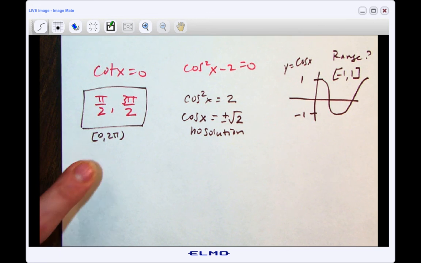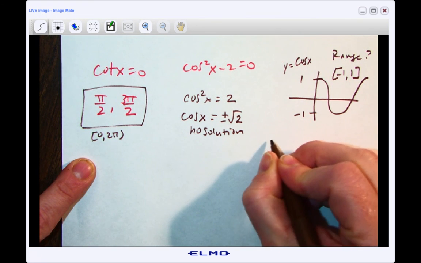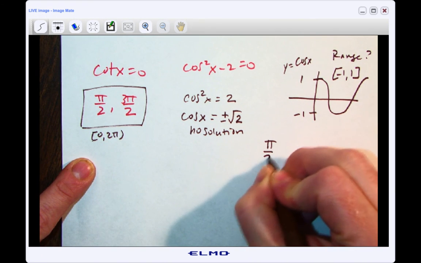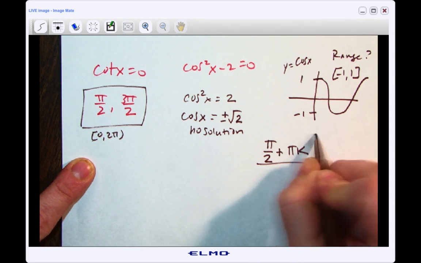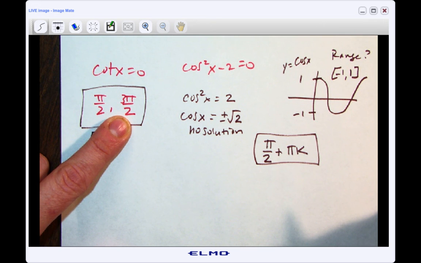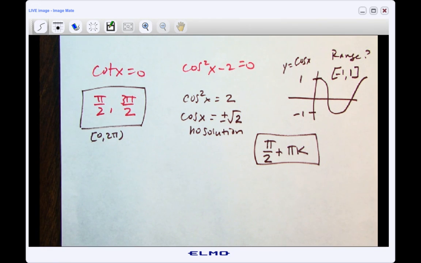Now for all our solutions, again, cotangent has a period of pi, so you could just say plus pi k, and that would get all of them, because that would actually get you your 3 pi over 2 also, right? That would get all of them.